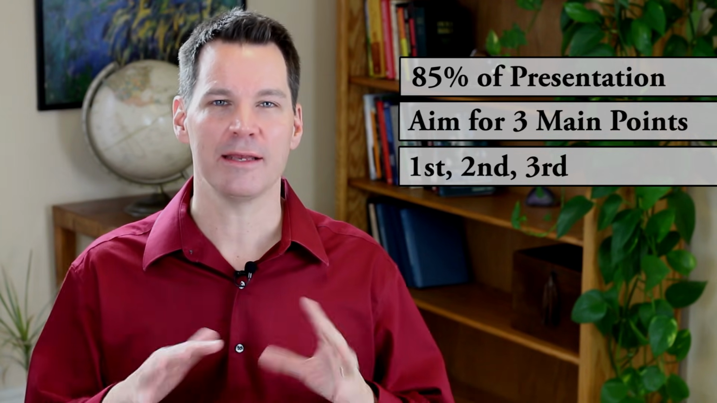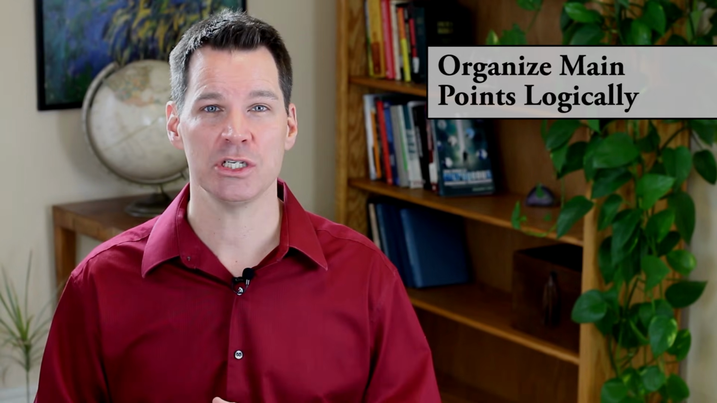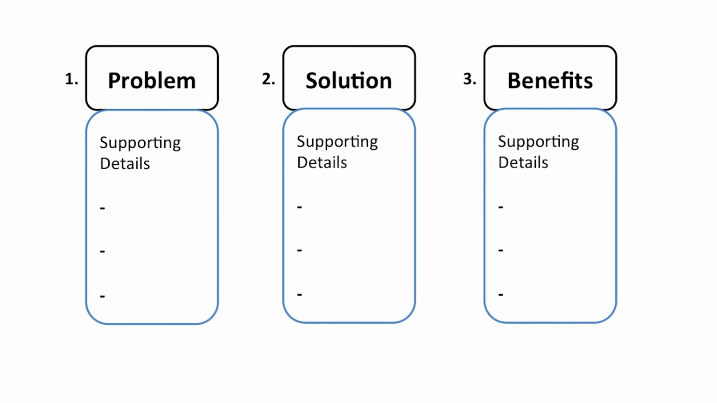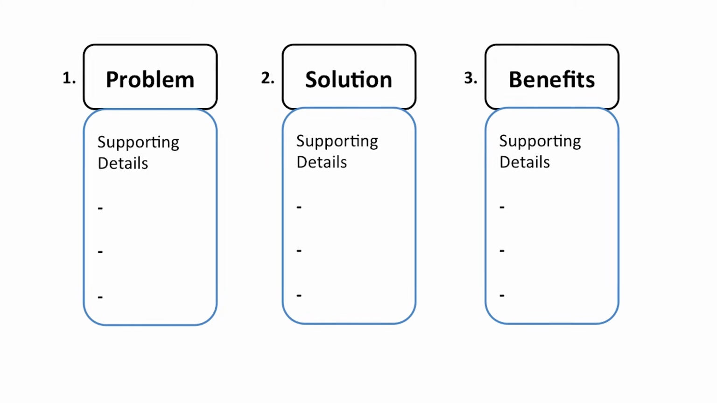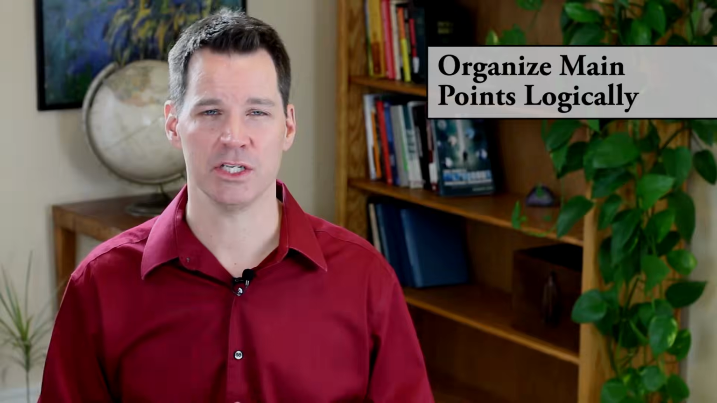Now, in your body, this is where you're going to have to figure out how you organize your main points logically. You have to have some organizational pattern that makes sense to listeners. So if you're doing a persuasive presentation, you're going to do probably problem, solution, benefit. That's a classic 1, 2, 3 main point for a persuasive presentation. We're not going to unpack all of that right now. I'll make a separate video about that because it's a whole other topic. But you could do that if it's persuasive.